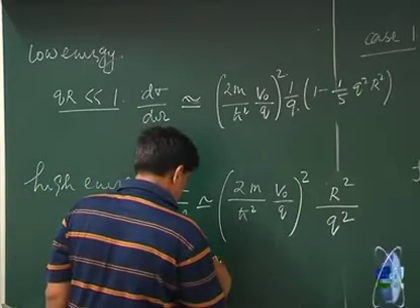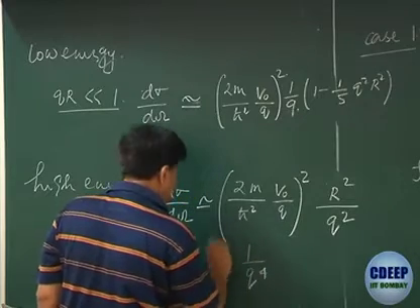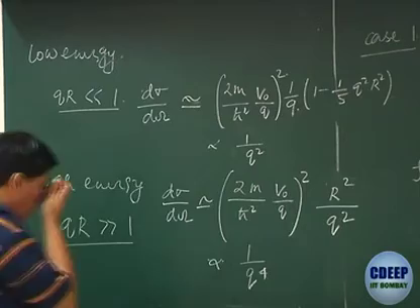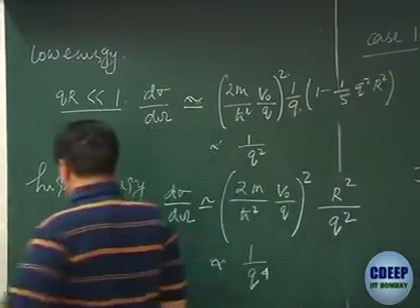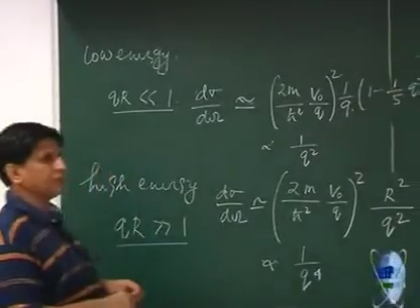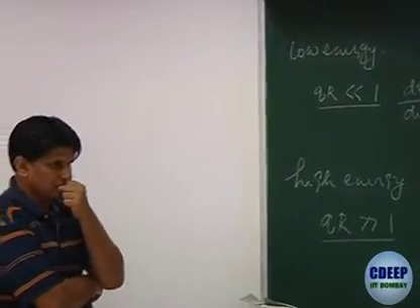So here it goes as 1/q^4. Here it goes as 1/q², leading order I'm talking about. So let us look at under what limit the Born approximation will work. As we discussed, the Born approximation is going to work in the regime where the energy is much larger than the potential.